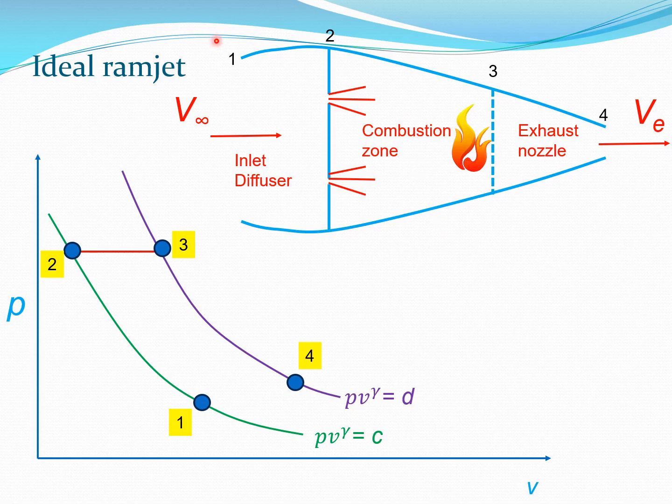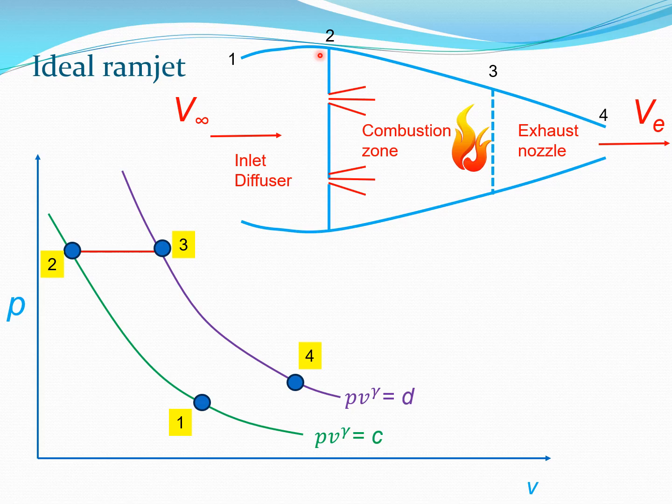Now, if we look at the PV diagram of the ramjet, we see something like this. So essentially what happens is that if you go 1 to 2, in the diffuser, you are essentially going through this region where you have compression, then you have constant pressure burning, and then you have the expansion phase here in the exhaust nozzle. So this is a very simple system.